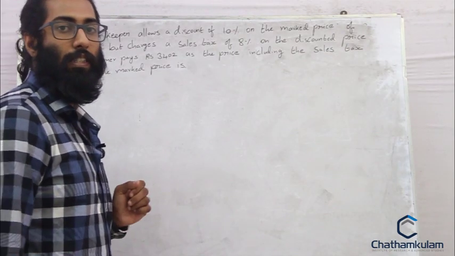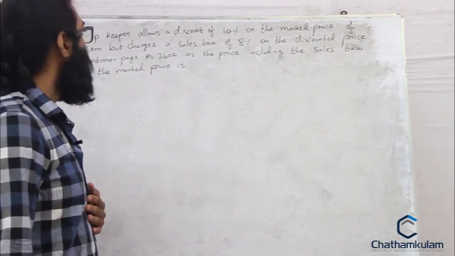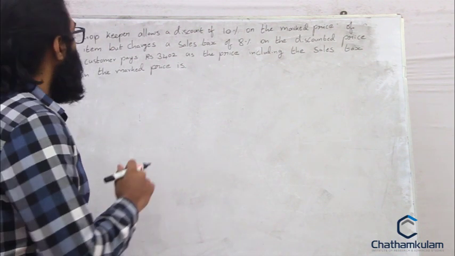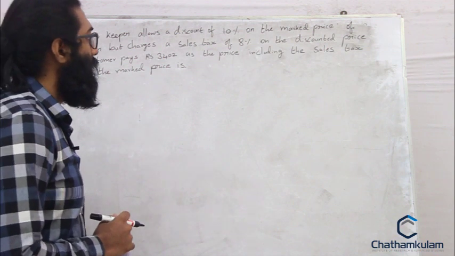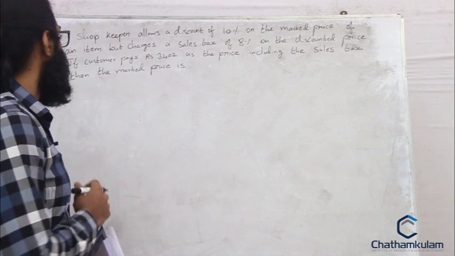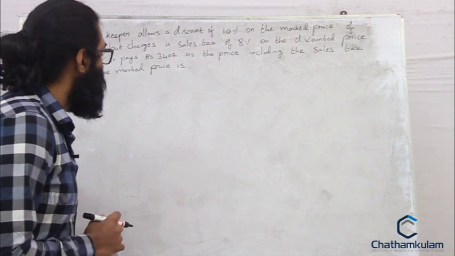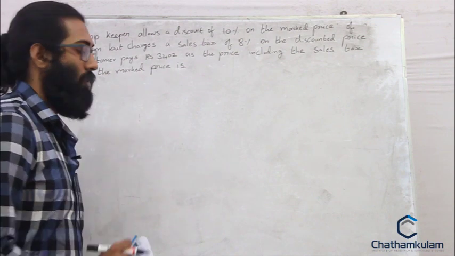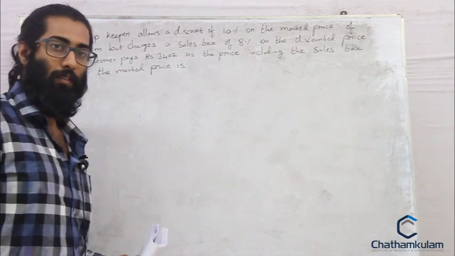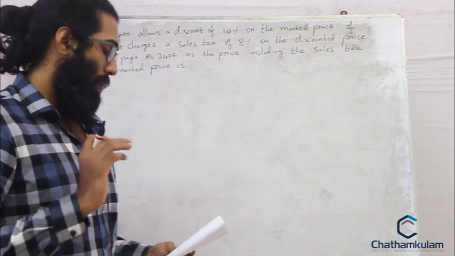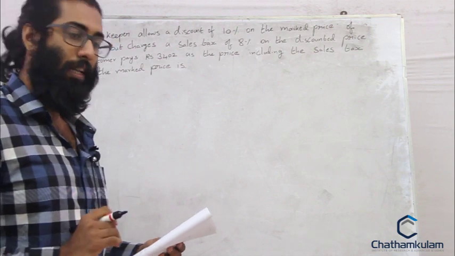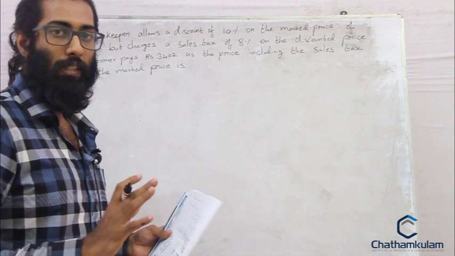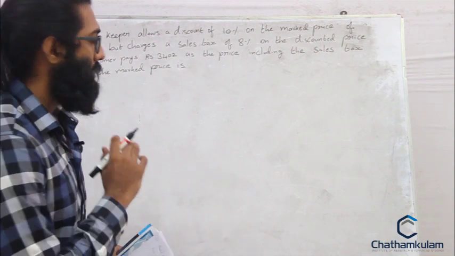So the next question we'll be discussing is, a shopkeeper allows a discount of 10% on the marked price of an item but charges a sales tax of 8% on the discounted price. If the customer pays rupees 3,402 as the price including the sales tax, then the marked price is. So let me tell you what the mark price is first. Mark price is the price of the commodity when sold in a given market. So let's see the question here.